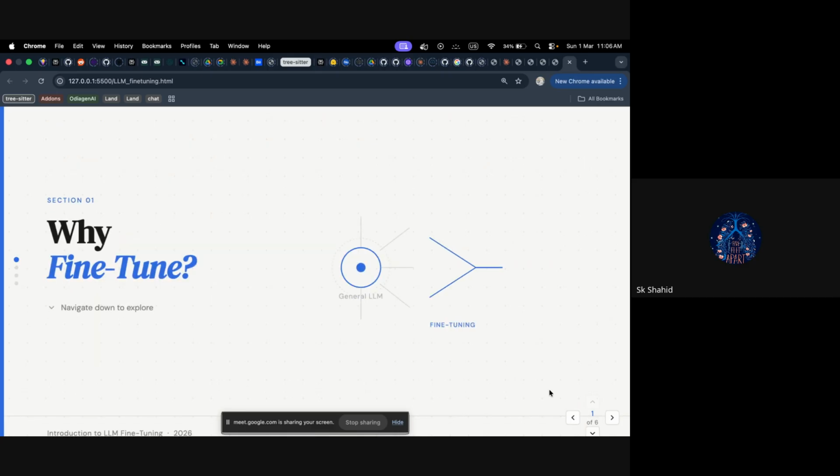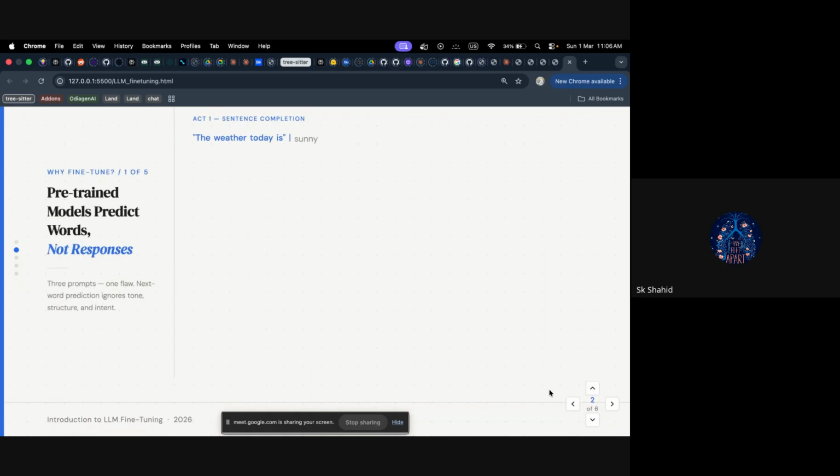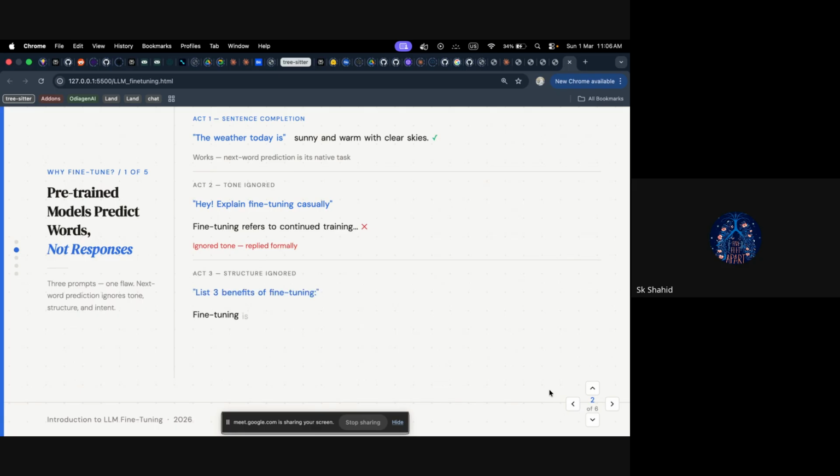Okay, starting with why fine-tuning. The idea came into the picture because, why do we really want to fine-tune? It all started with the transformer architecture, right? As a probabilistic machine, it's just a neural network which intends to predict the next token itself. So pre-trained models predict the words. It does not understand your intent and all, right?